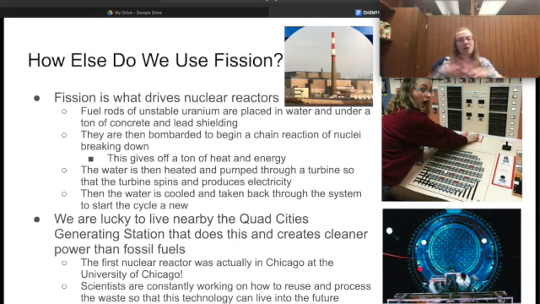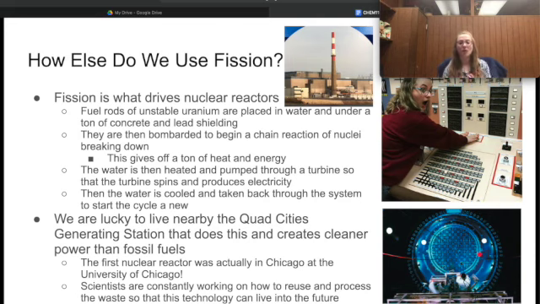So, where else do we use fission? Fission is actually what drives nuclear reactors. You have fuel rods of unstable uranium placed down in water under a ton of concrete and lead shielding. This is what it looks like top down at a nuclear reactor. All those different little circles that you see are the actual fuel rods themselves.